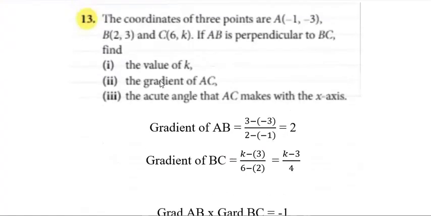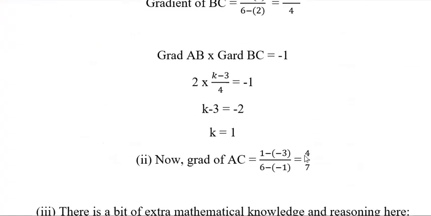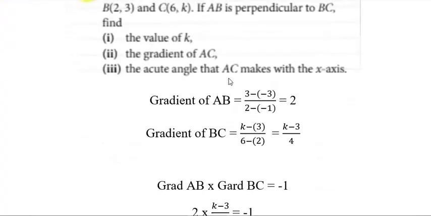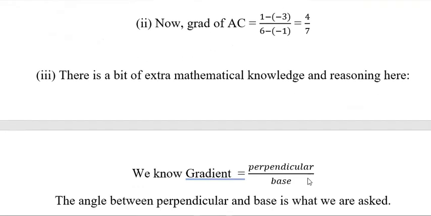In the second part, you have to find the gradient of AC. Now you know this coordinate. So A and C, again using the formula, gives you gradient 4 over 7. Third one, acute angle. An acute angle is an angle that is less than 90 that AC makes with the x-axis. We have just found the gradient of AC. Gradient of AC means it is something that makes an angle with the x-axis. So when we have the gradient, we can find the angle by using the tan inverse identity.